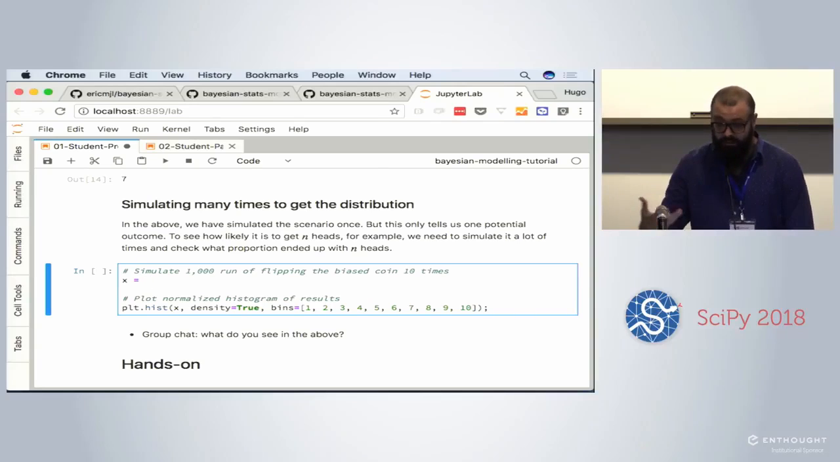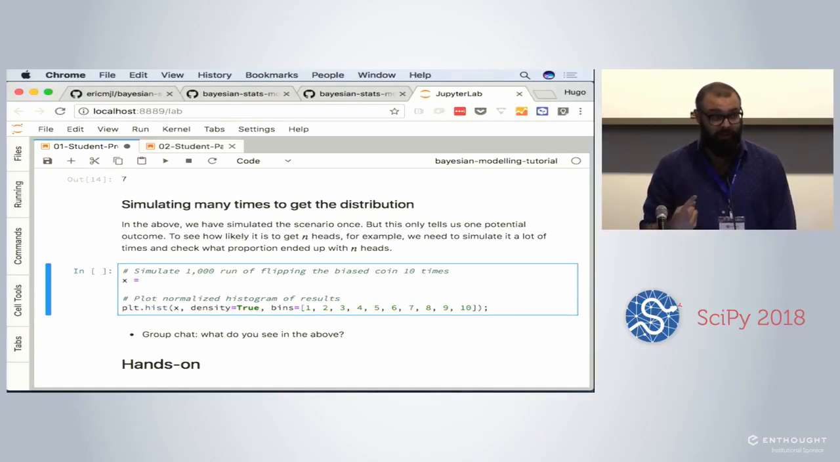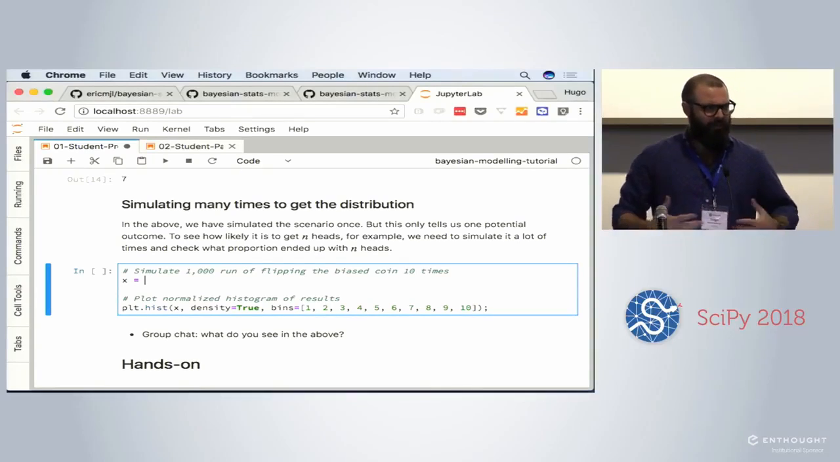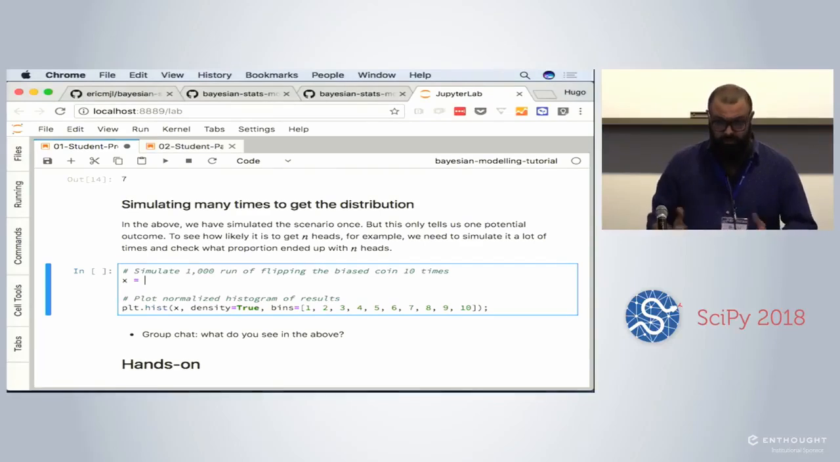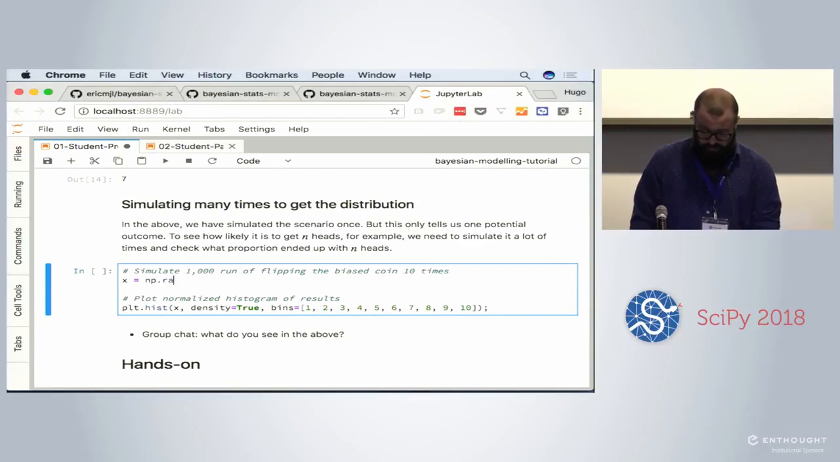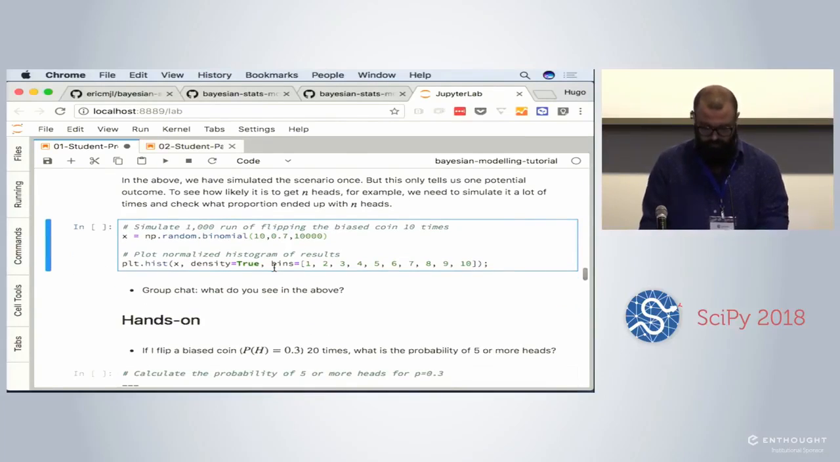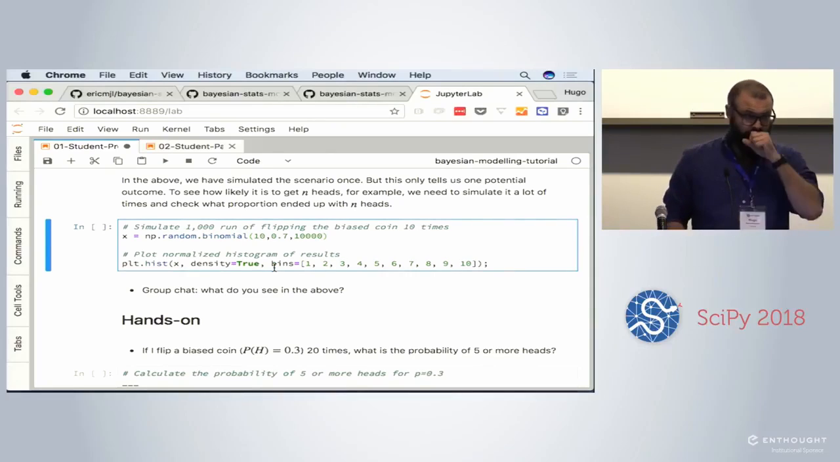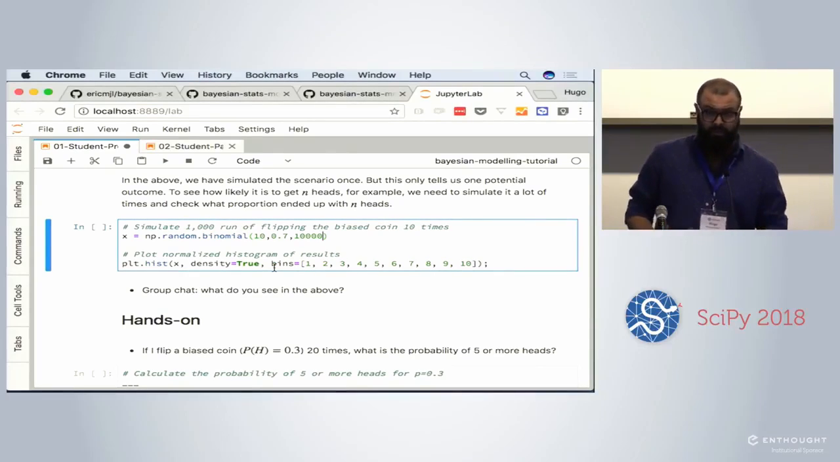As I write here, we've simulated the scenario once, okay? But in order to get this kind of frequency distribution, the actual probability distribution, we want to do it many times. So we're going to do np.random.binomial, and we're going to do 10, 0.7, and we're going to do it 10,000 times. I've included the normalized histogram in here, which essentially is our proxy for a probability distribution, okay?